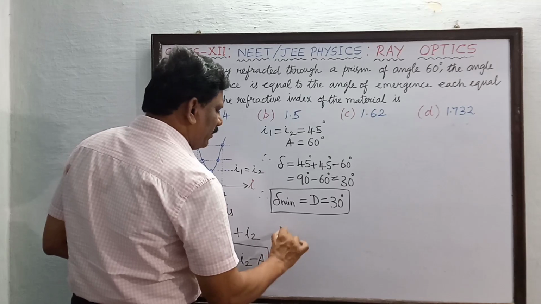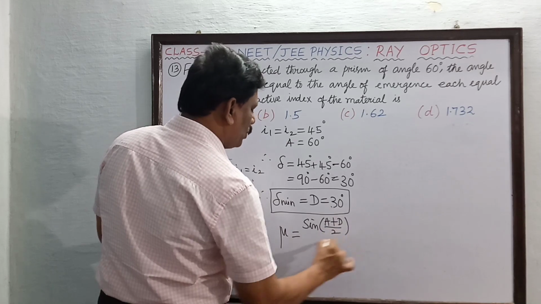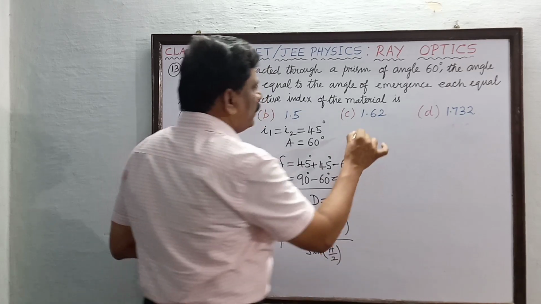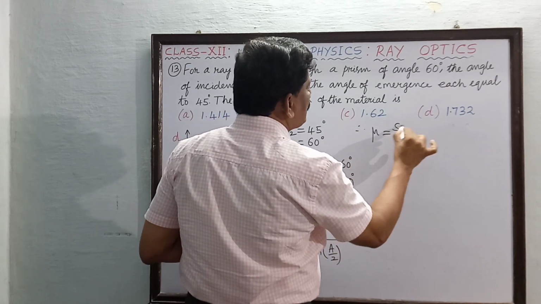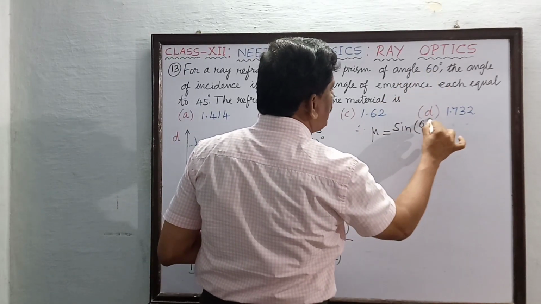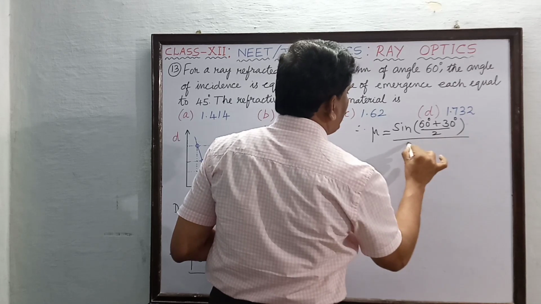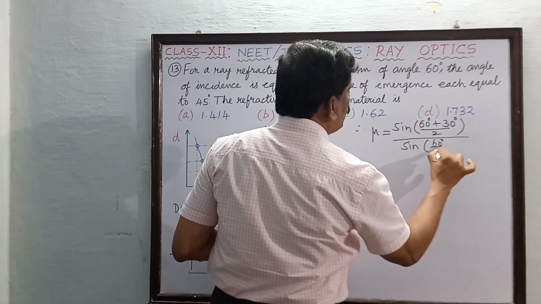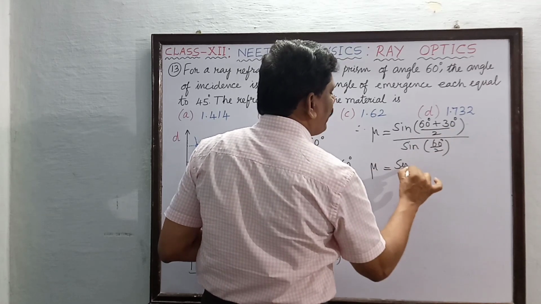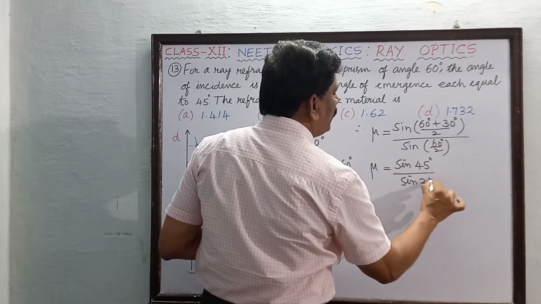So the refractive index mu is equal to sine of (A plus D) by 2, whole divided by sine of A by 2. So mu is now equal to sine of (angle of the prism 60 plus minimum deviation 30) divided by 2, whole divided by sine of 60 by 2. So this is equal to 60 plus 30, 90, 90 by 2 is 45. So this is sine 45 divided by sine 30.